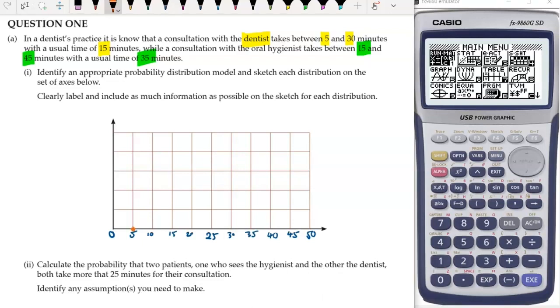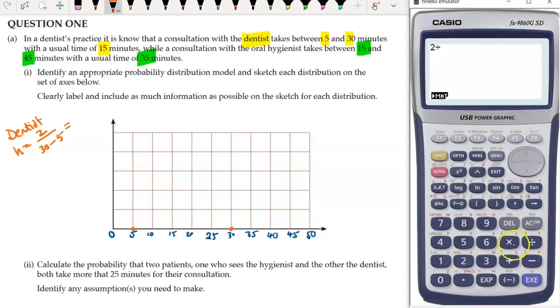Now the dentist has a minimum at 5 and a maximum at 30. So that base is 25. The height for the dentist is 2 over b minus a, and that's on your formula sheet, where b is the maximum, 30, and a is the minimum of 5, so it's 2 over 25. So 2 divided by 25 is going to be 0.08 to help us pop this onto the diagram.